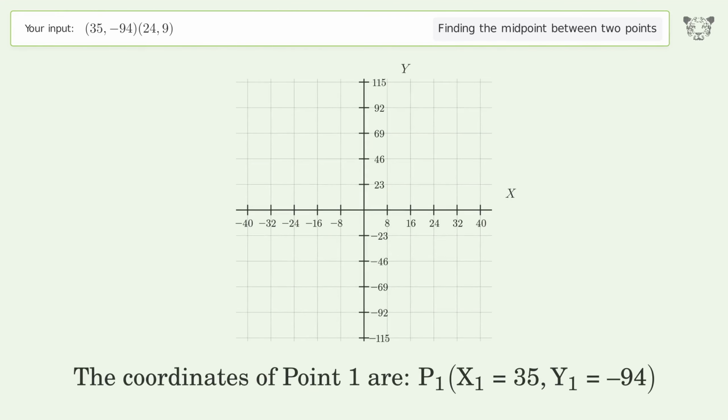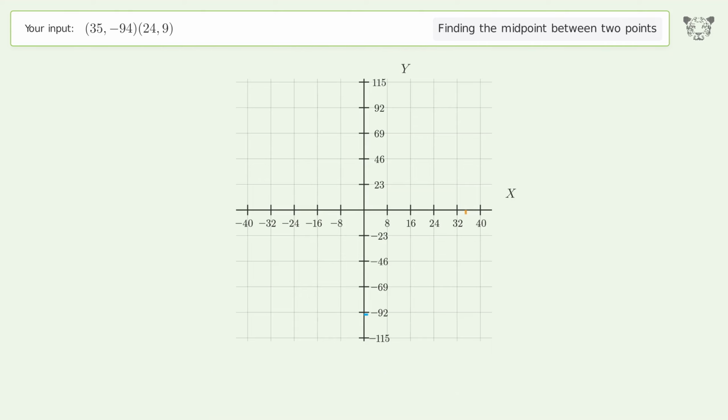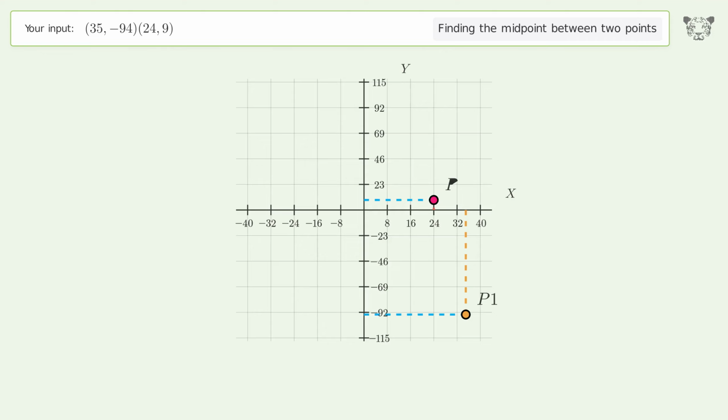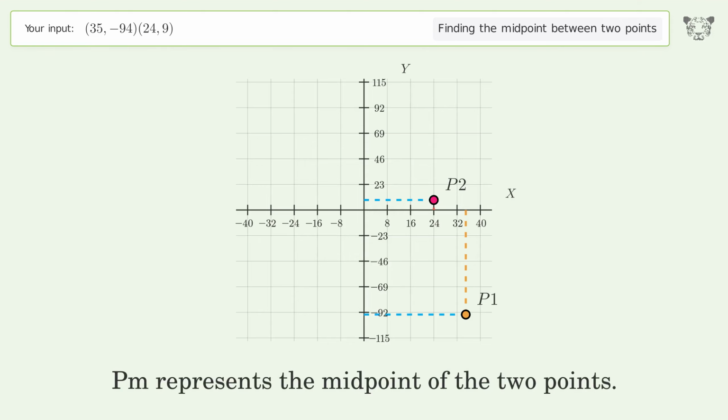The coordinates of point 1 are, x1 equals 35, y1 equals negative 94. The coordinates of point 2 are, x2 equals 24, y2 equals 9. PM represents the midpoint of the 2 points.